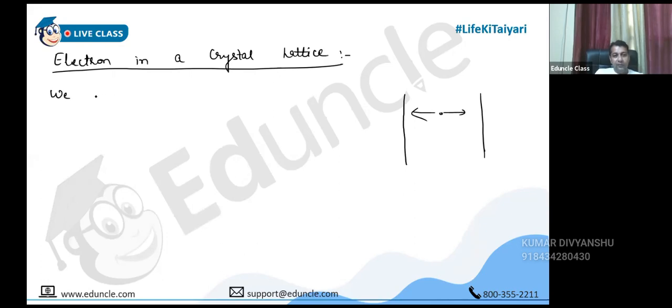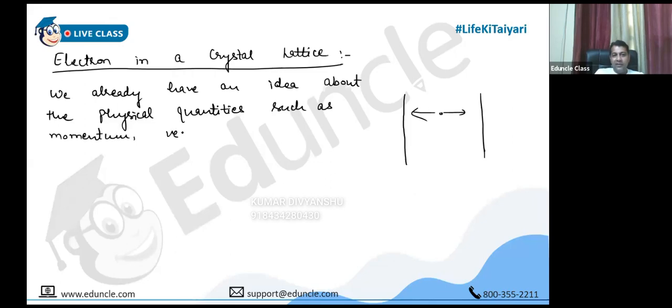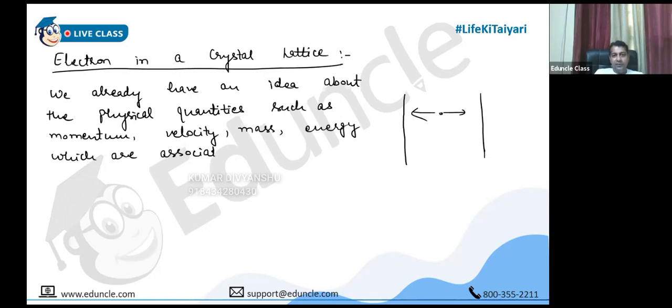So, you can write it in this manner, we already have an idea. This line I'm writing because I'm assuming that you have studied about this potential well, about the physical quantities. And what are those physical quantities? Such as momentum, velocity, mass, and of course energy also, which are associated with a particle. So I'm considering it to be a particle in general, or you can say it is an electron.